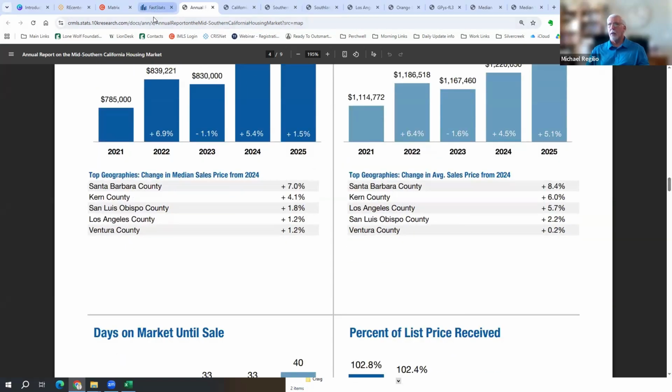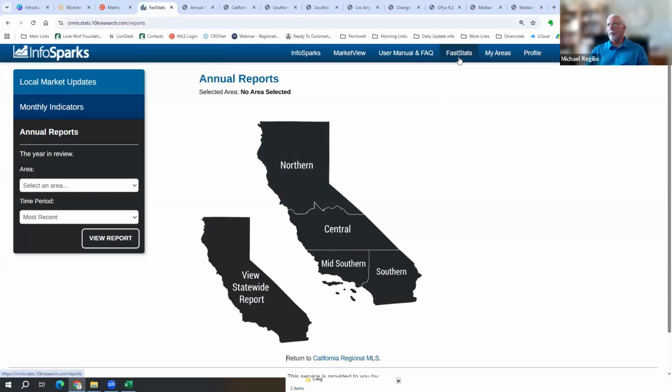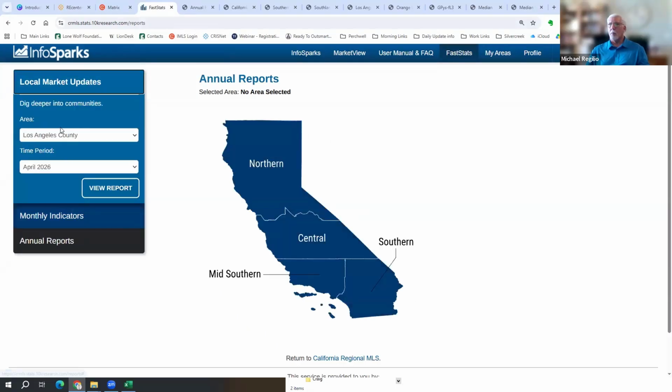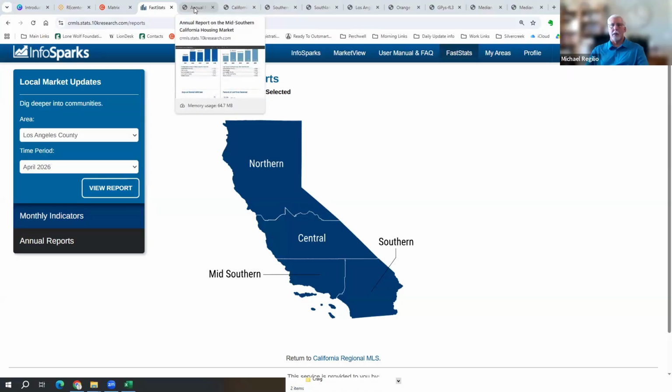So my recommendation is take a few minutes, go to Fast Stats, pull up the report, see what's going on, see how it works and how you can share that with your prospects, your clients, in your sphere. I don't use everything every time. It depends on the situation that I'm dealing with that client, the information that I want to present for that marketplace.